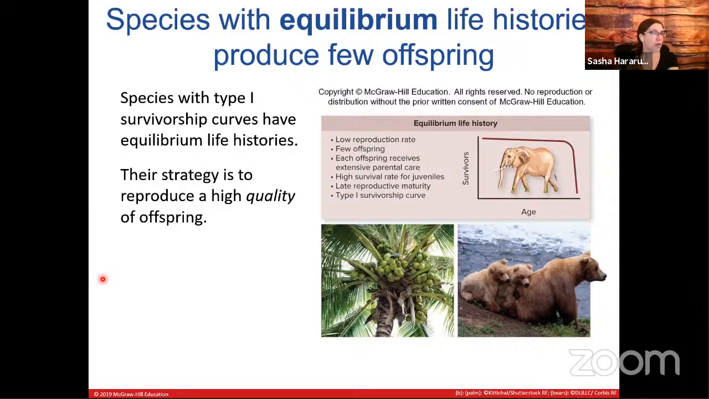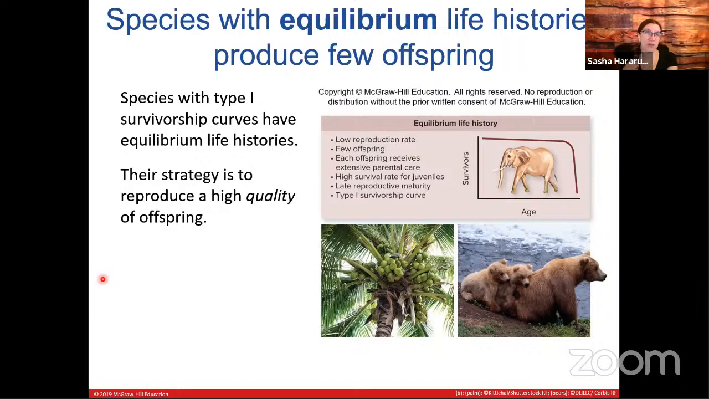Lauren asks, so type 2 would not be equilibrium. So type 2 could be equilibrium. The species with type 2 survivorship curve, they can be equilibrium or opportunistic, or even in between. I'm thinking of birds, and let's say if we take an example of purple martin bird, they take good care of their young. So I would put them at equilibrium life strategies.